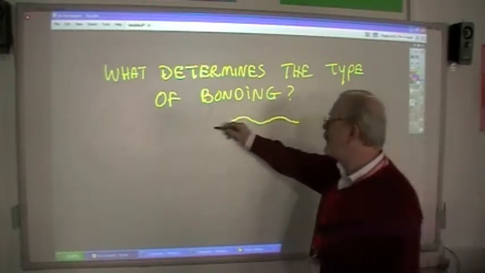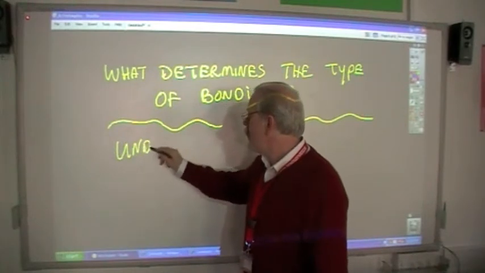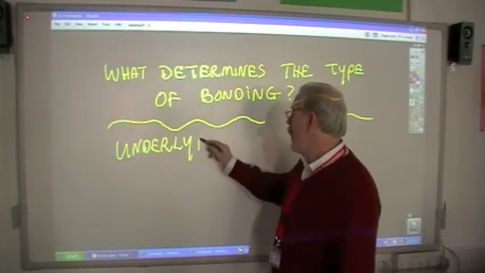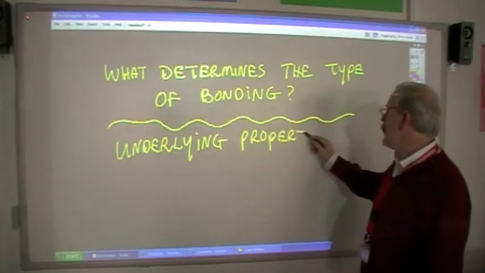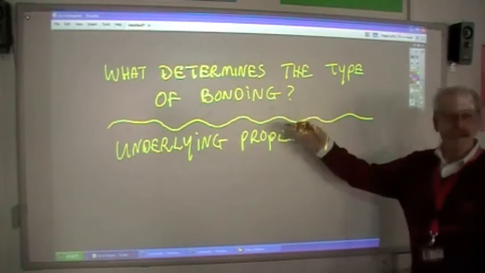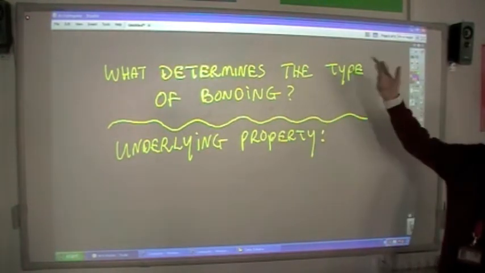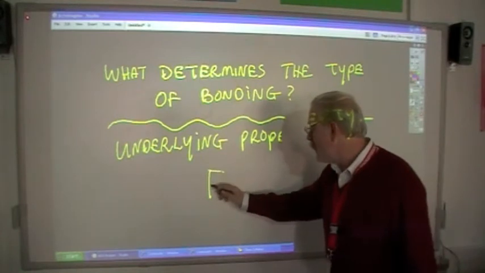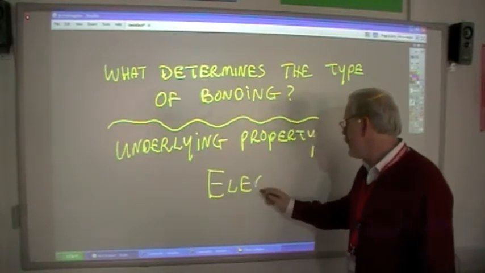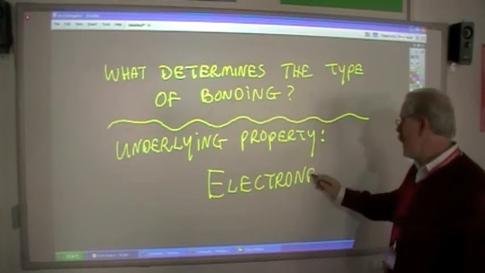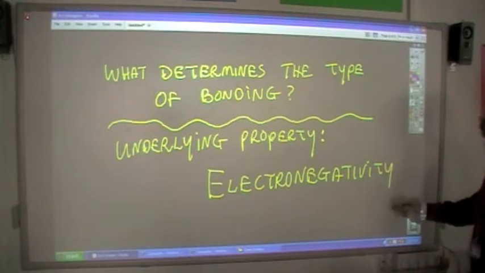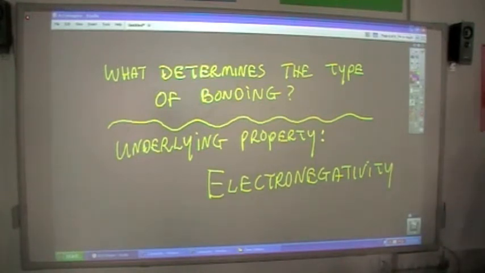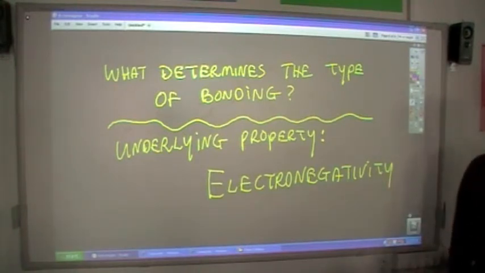The underlying property that makes this decision, if you like, or that determines the kind of bonding, is what's called electronegativity. And you learned about that in the unit on periodicity. It was one of the properties we looked at.